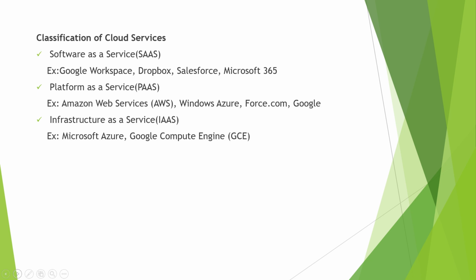And you should know that these services are divided into three categories: software as a service, platform as a service, and infrastructure as a service. Software as a service, in short called SaaS. When customers access ready-made applications on a rental basis, it is called software as a service, right?